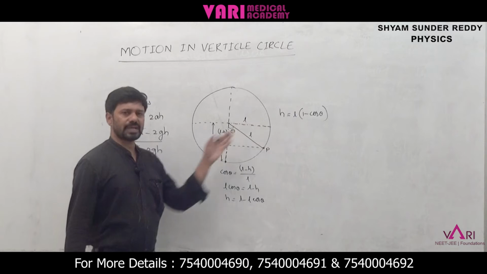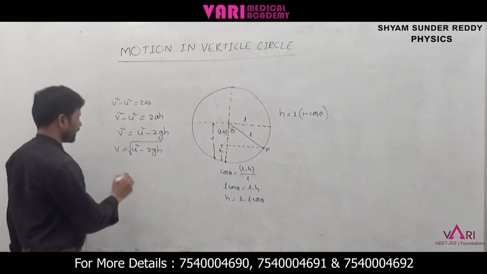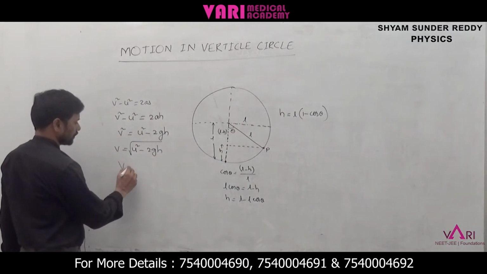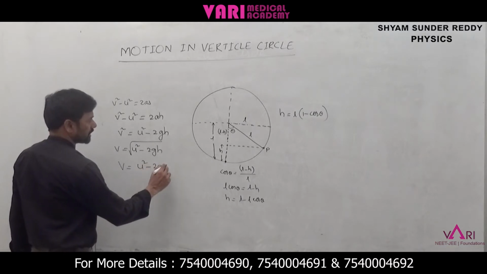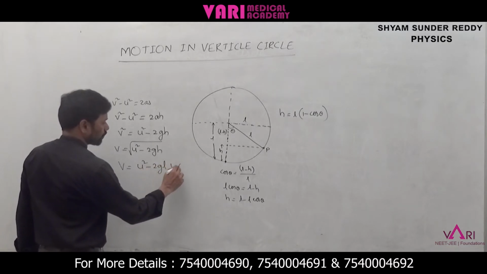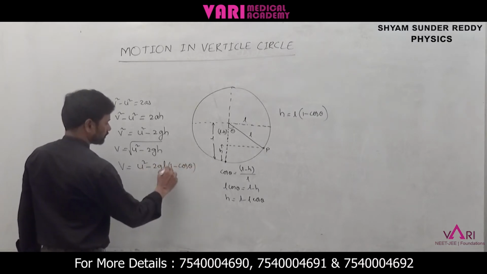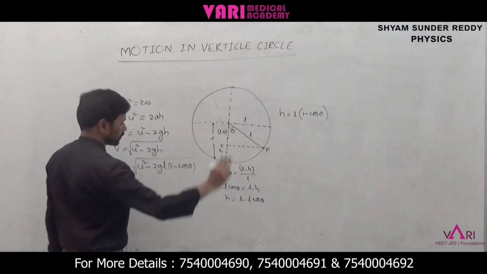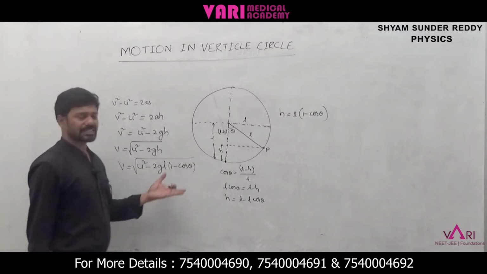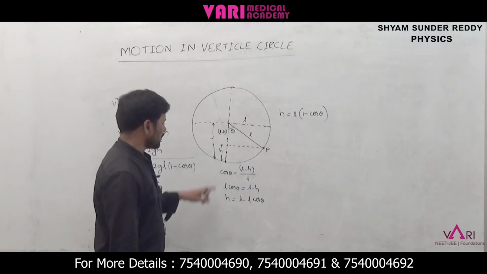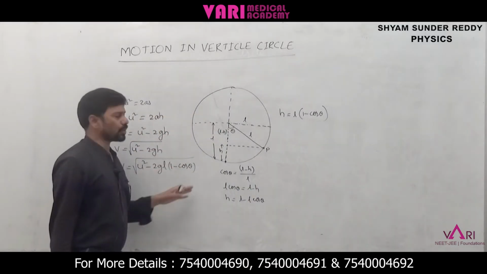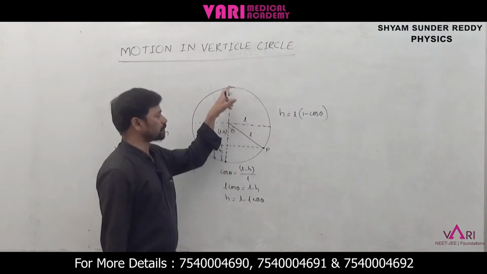Just substitute this value in this equation. Then v is equal to the square root of u square minus 2gL into 1 minus cos theta. This is the velocity at any point on a vertical circle. This velocity slowly decreases from the least point to the highest point.